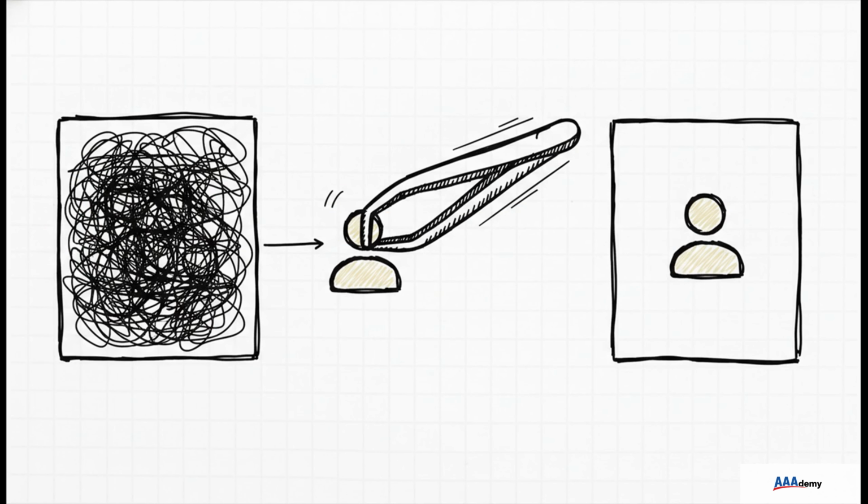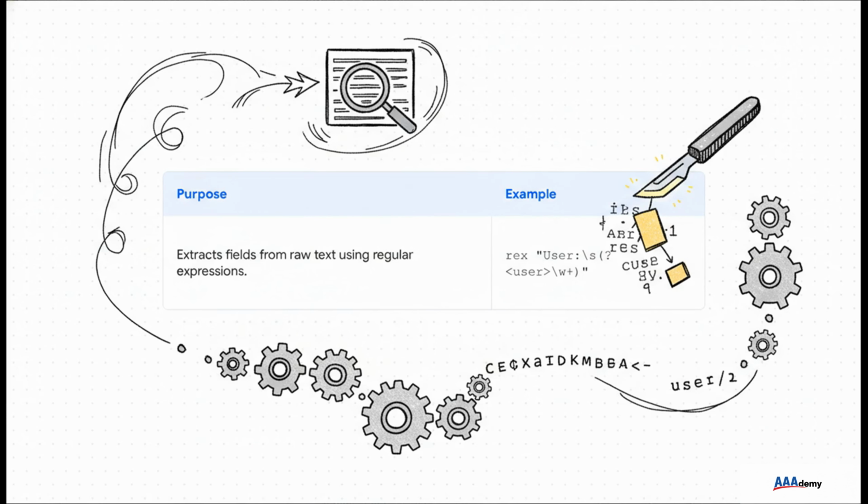So, what happens when the data you need is just buried inside some messy, unstructured log message? For that, you need to pull out a precision tool, and that tool is regex. Regex is basically a surgical scalpel for your text. It uses regular expressions to let you define a pattern to find and pull out a specific piece of information. So here, we're basically saying, hey, find the word user, and then grab the word right after it, and call that new field user. It is how you create beautiful, structured data out of total chaos.